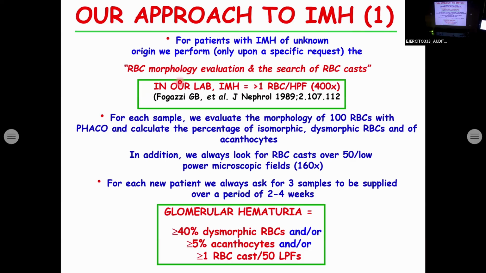We defined microscopic hematuria as the presence of more than one red blood cell per high power field at a magnification of 400. We identified this cutoff after having investigated the urine sediment of 70 normal subjects aged from 16 to 70 years, and we found that all of them had less than or about one red blood cell per high power field. This is the reason why we use this cutoff.